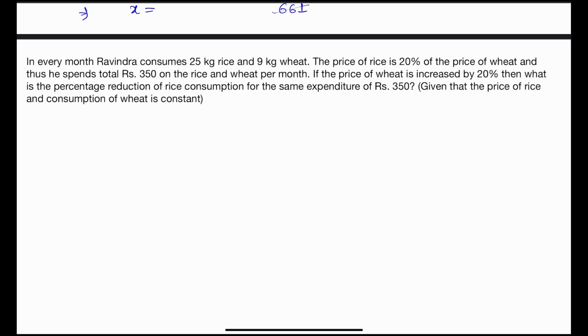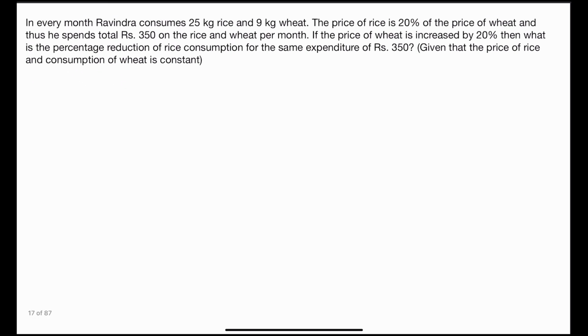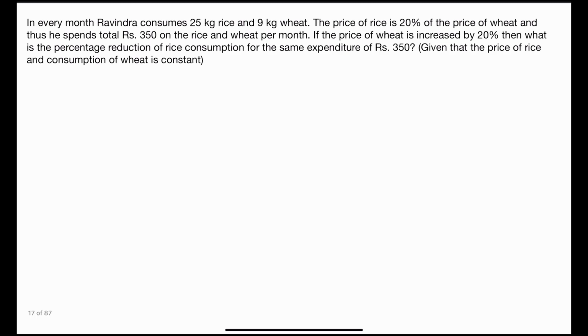Let's solve the next question. Every month, Ravindra consumes 25 kg rice and 9 kg wheat. The price of the rice is 20% of the price of the wheat.